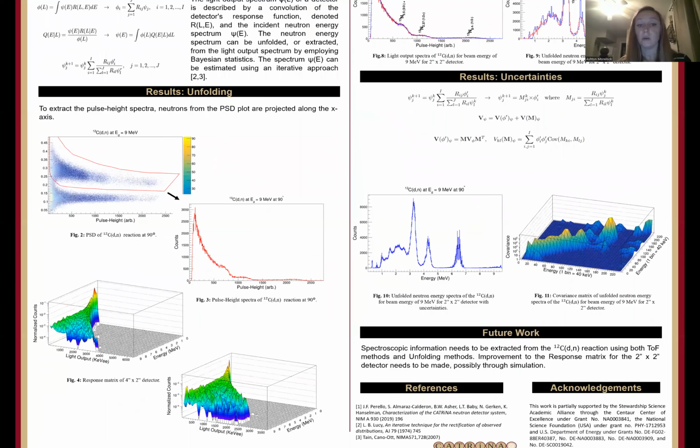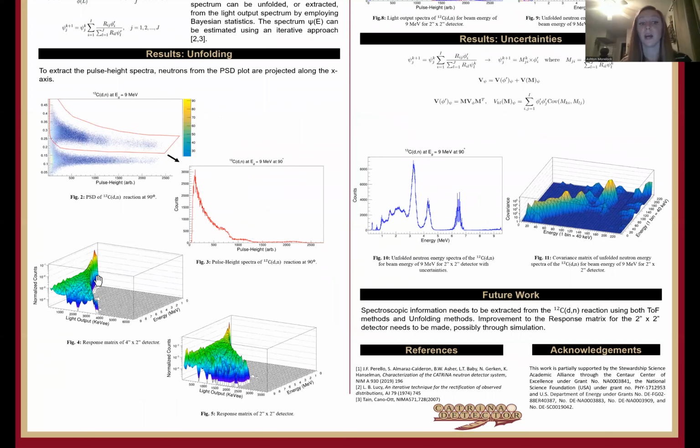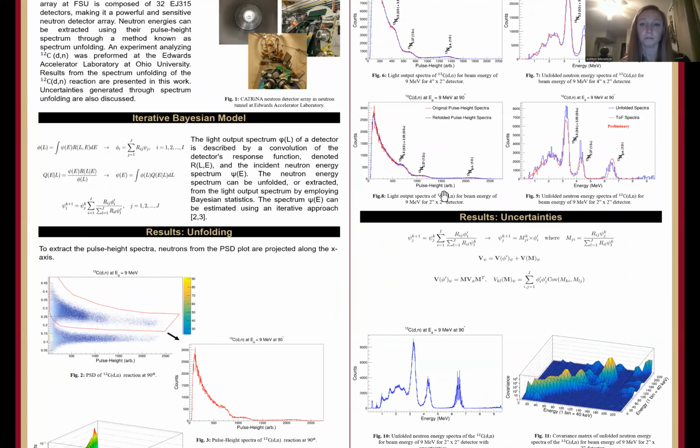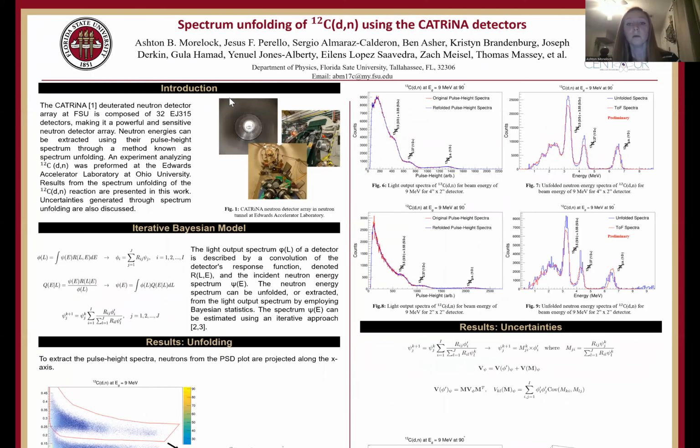We have to then know our response matrices. So here we have the response matrix for our large or 4-inch by 2-inch detectors. And here we have the response matrix for our small or 2-inch by 2-inch detectors. If we go back up top, on the top two plots, we have the unfolded results for the 12-carbon DN reaction for the large detectors. And on the bottom, we have the results for the small detectors.